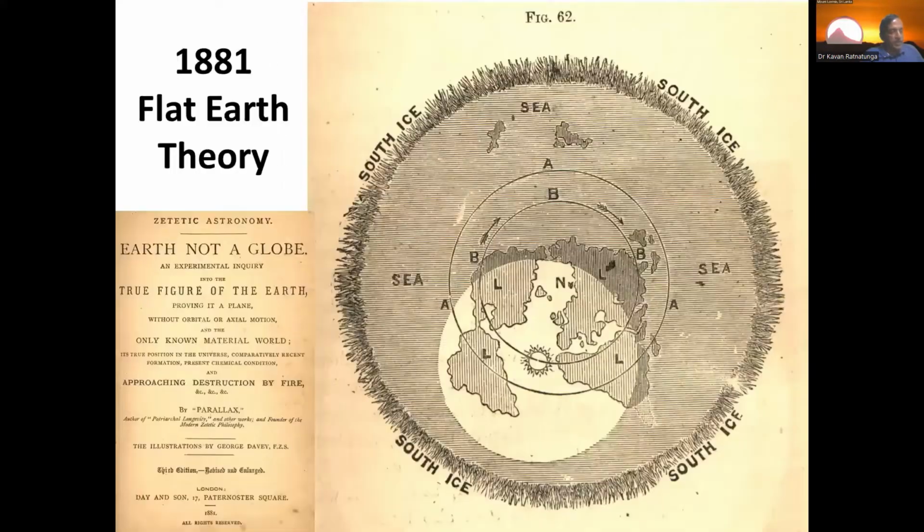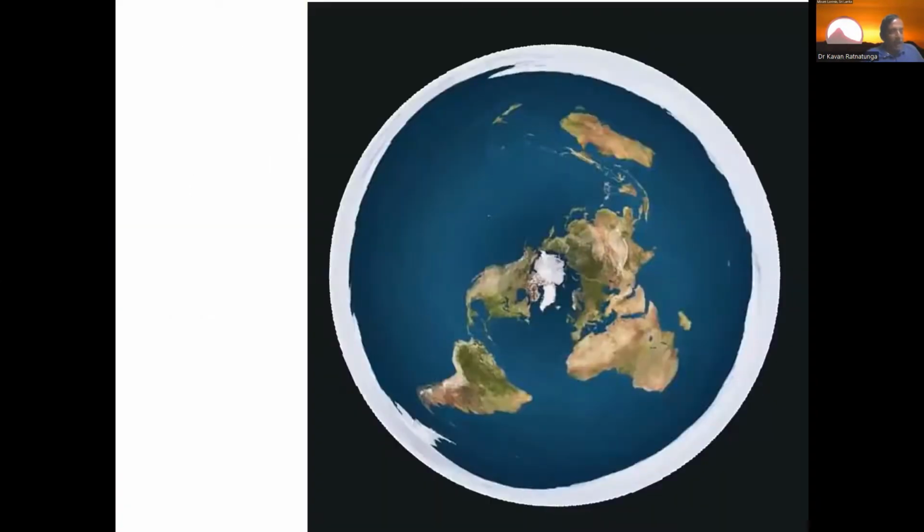So this is the geocentric or the flat earth people. This is from a book published in 1881, where this guy was a big promoter of flat earth, with Antarctica being at the rim of the earth. I have a copy of this book. It's very, very interesting. This is what, if you project the earth into the same thing, would look like. And that's what they thought.